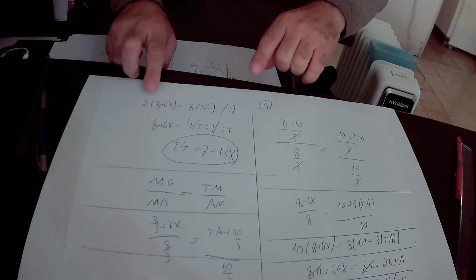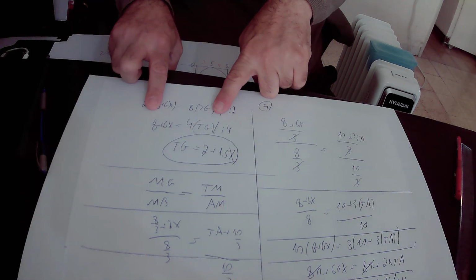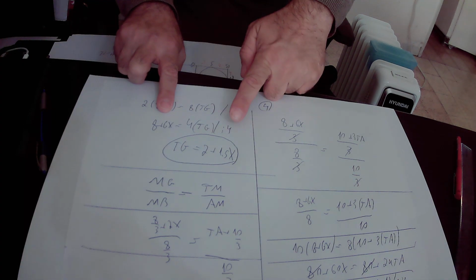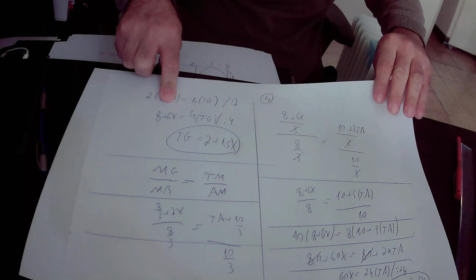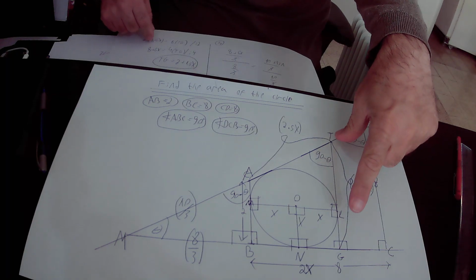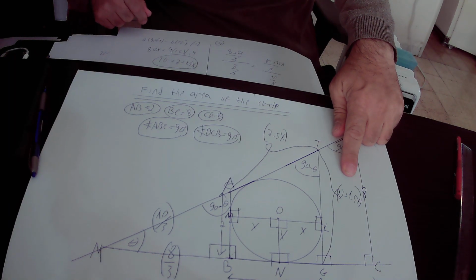Then we divided this equation by 4 and finally found that TG equals 8 over 4, which is 2, plus 6x over 4, which is 1.5x. In total, TG equals 2 plus 1.5x. You can write down here this segment: TG equals 2 plus 1.5x.